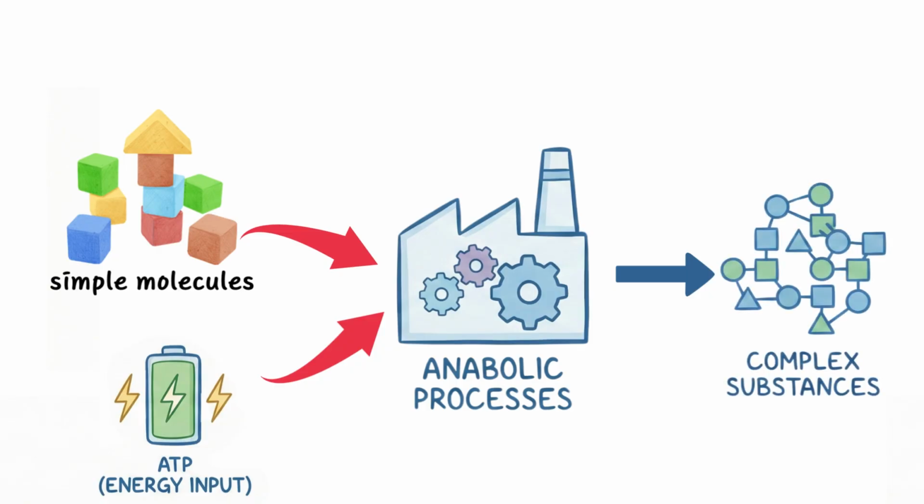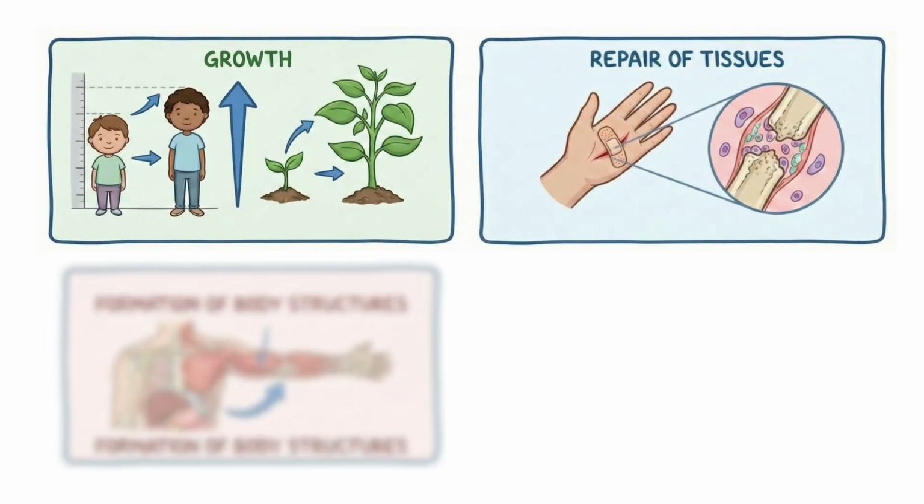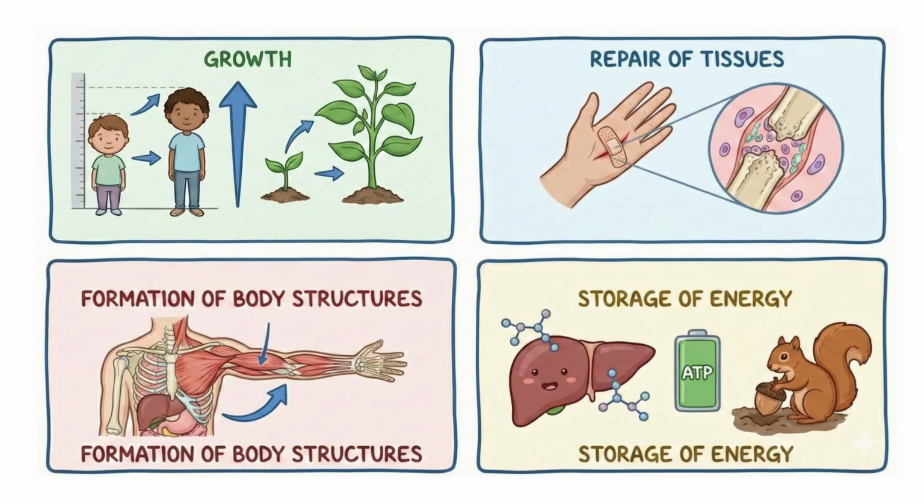For example, amino acids are linked together to form proteins. Glucose molecules are linked together to form glycogen or starch. And simple molecules are combined during photosynthesis to form carbohydrates. Through these processes, anabolism leads to growth, repair of tissues, formation of body structures, and storage of energy. Because it requires energy and results in the synthesis of complex substances, anabolism is described as an energy consuming building up process in living organisms.